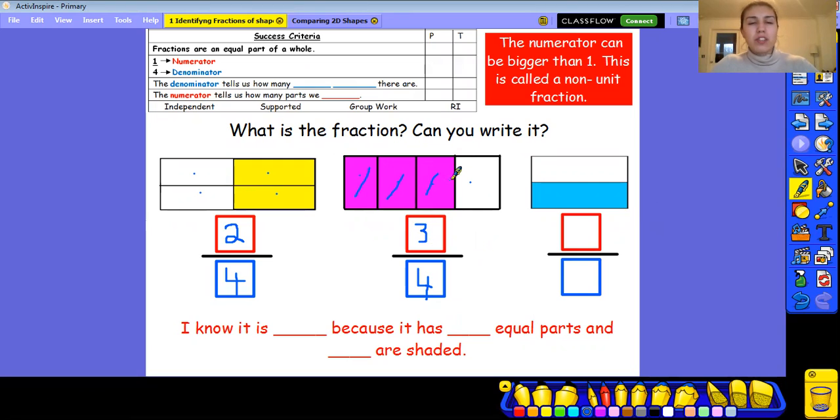Did it have to be those 3 that were shaded, or could it be any 3? Well done, it could be any 3 whatsoever, as long as it was only 3 out of the 4.